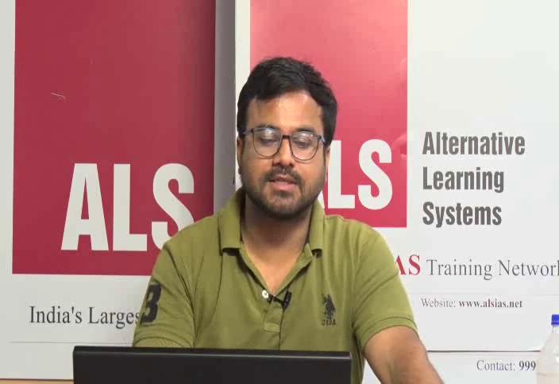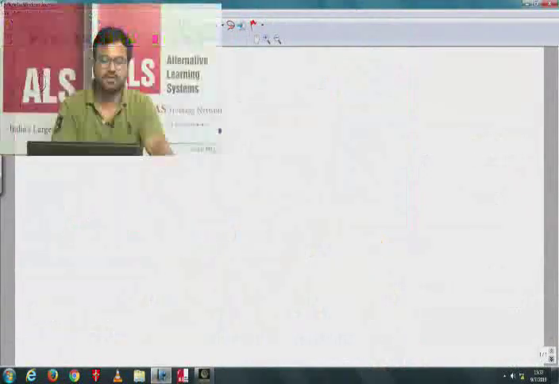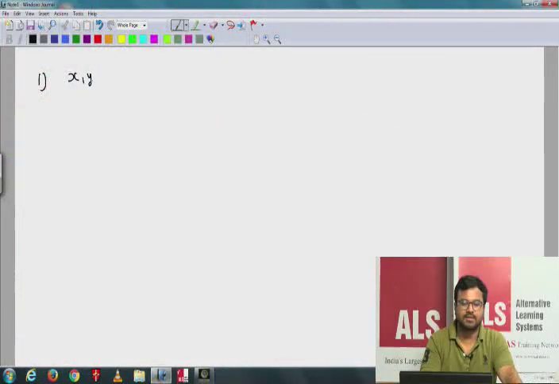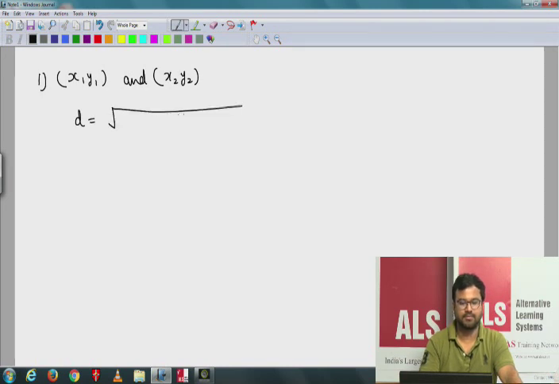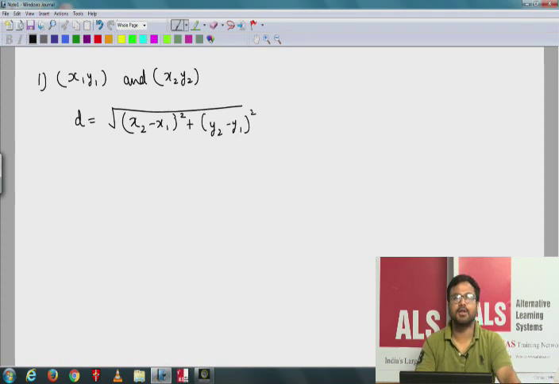So, the distance formula which we have done was that if there are 2 points x1, y1 and x2, y2, then the distance between these 2 points is given by the square root of x2 minus x1 whole square plus y2 minus y1 whole square. This was the distance formula.